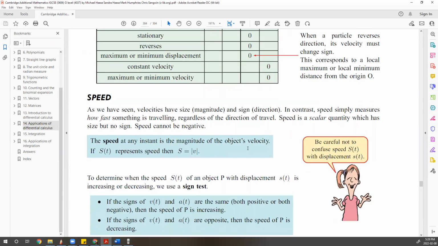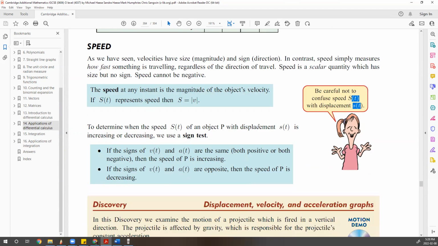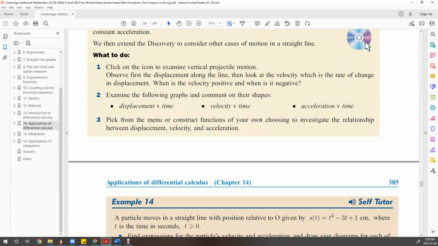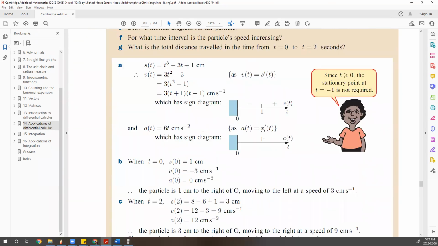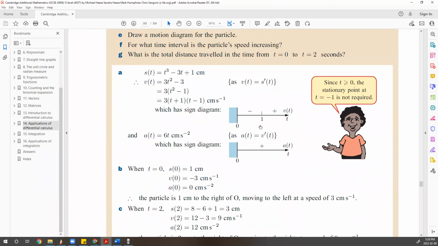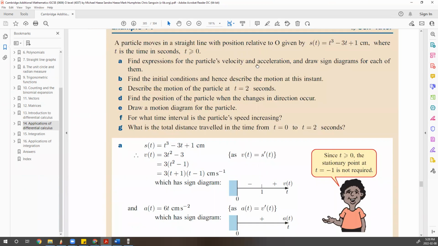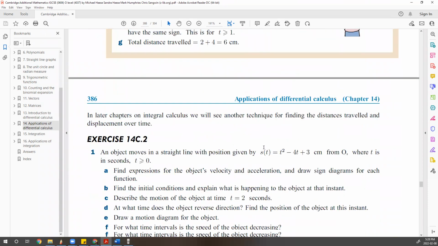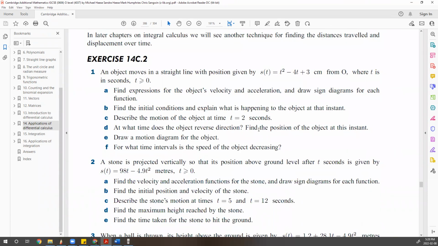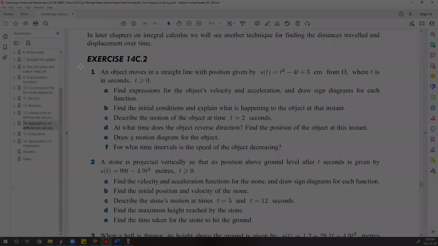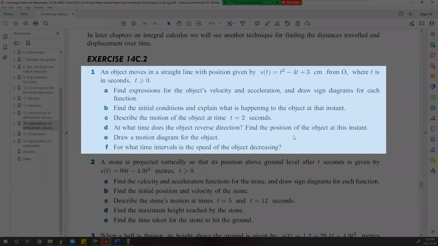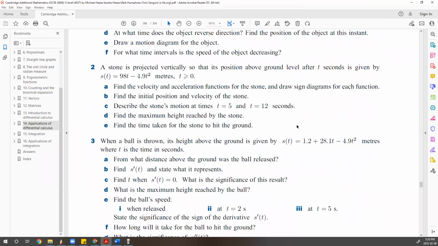And there you go. Big S is speed, small s is displacement. You have to be very, very careful about this. Okay, so next, see this example later on. I will give you the example on question number 1. After we discuss question number 1, I will give you time to do questions 2 and 3.